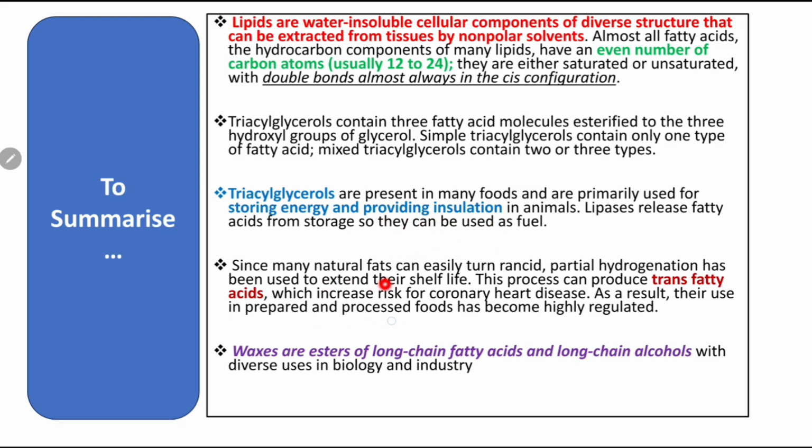Fats can turn rancid, or partial hydrogenation has been used to extend their shelf life. This process produces trans fatty acids, and partial hydrogenation is increasing the risk for coronary artery disease, and its use in prepared and processed food has become highly regulated. Waxes are esters of long chain fatty acid with long chain alcohol, with diverse uses in biology and industry. With this, we come to the end of this lecture. Next, we'll see the other major classes of lipids.